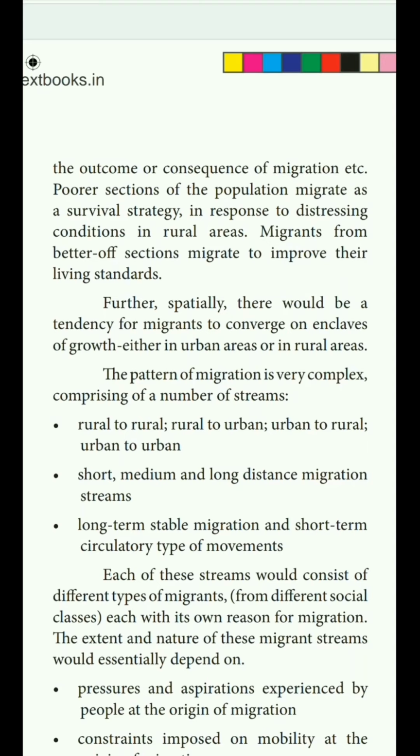Discuss the patterns of migration. What are the patterns of migration? What are the factors of migration? First point: rural to rural, rural to urban, urban to rural, urban to urban. Or discuss the patterns of migration: how these people are moving, from where to where, for what purpose.